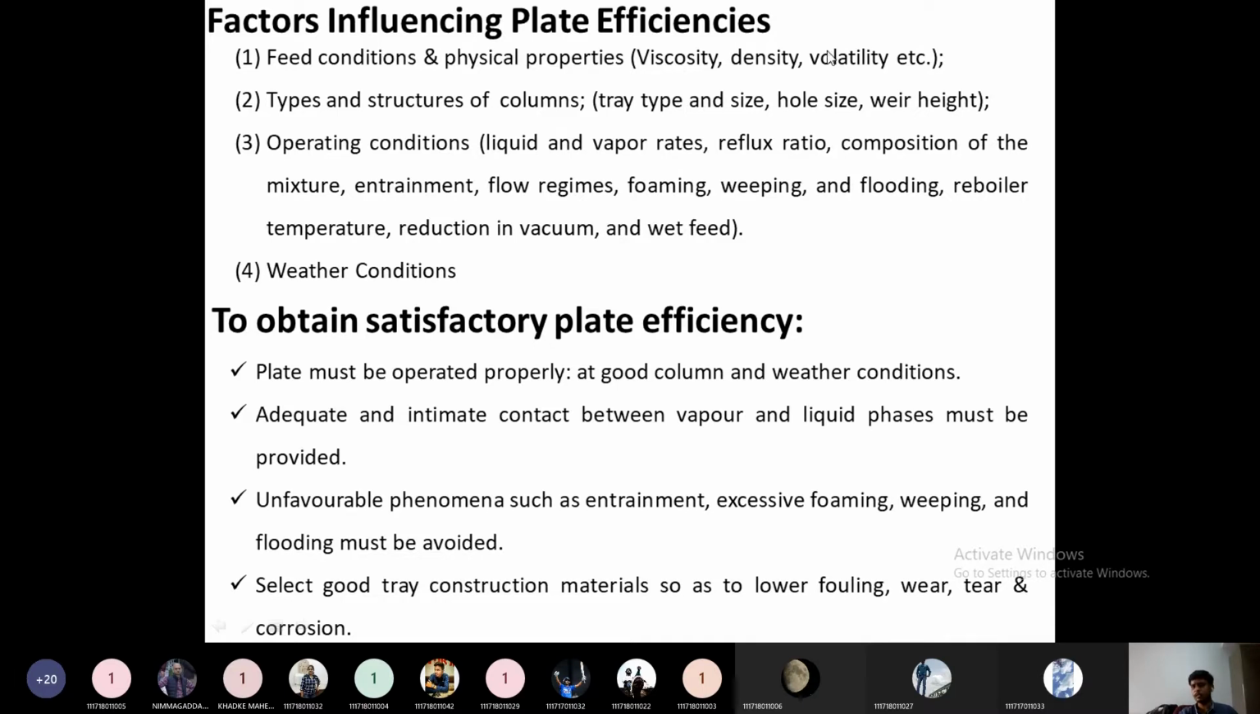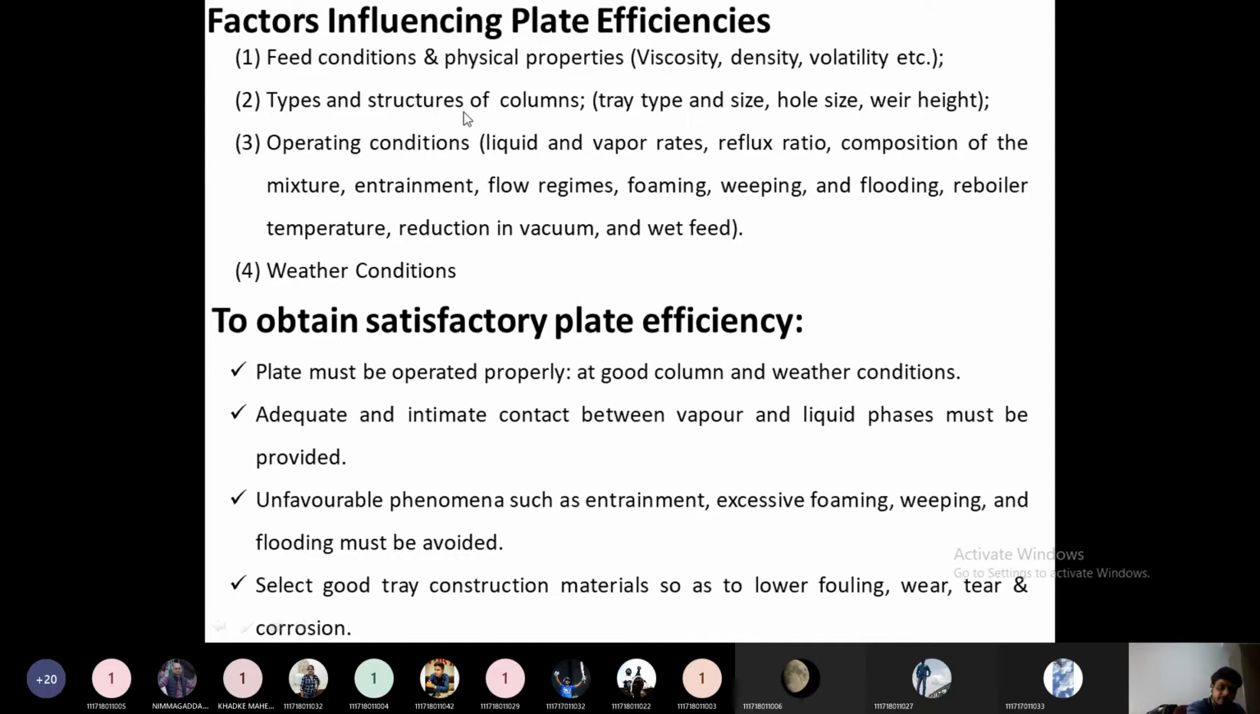Then relative volatility should be very high, because for the more volatile component, relative volatility should be high. Then only the separation by distillation is very easy. Alpha greater than 1, then only the separation by distillation is possible. If alpha is equal to 1, separation by distillation is impossible. If alpha is greater than 1, then the separation by distillation is easy. So these are the first factors which influence.